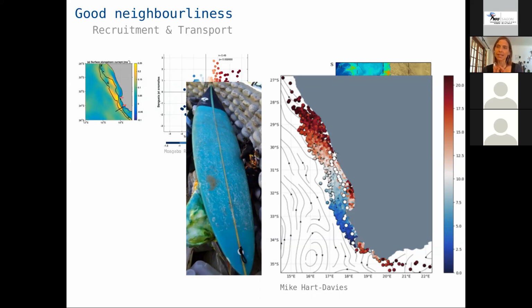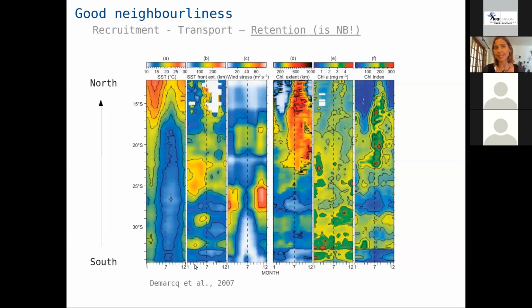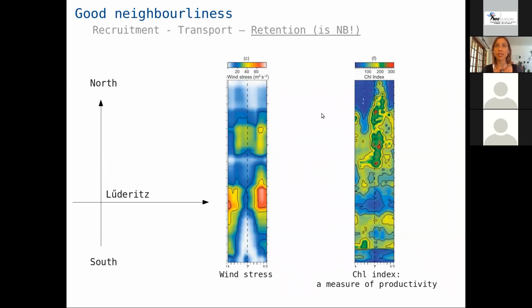Another thing that is essential for productivity in the southern Benguela system is retention. So just to drive this home, here's a very nice plot of the Marks. It's an old one, 2007. We're looking at Hovmöller plots again. On the y-axis, latitude from about 12 degrees to 34 degrees south. The x-axis of all these separate plots is the mean monthly conditions. So I'd like you to focus just on the wind stress and the chlorophyll index. So remember, wind stress is pretty much a direct proxy for upwelling fluxes.